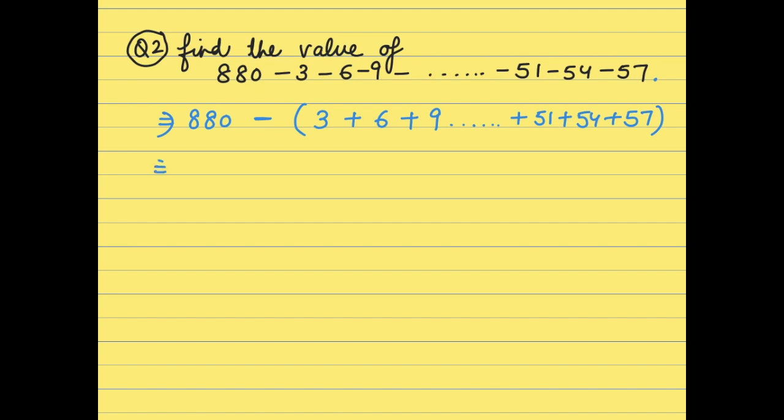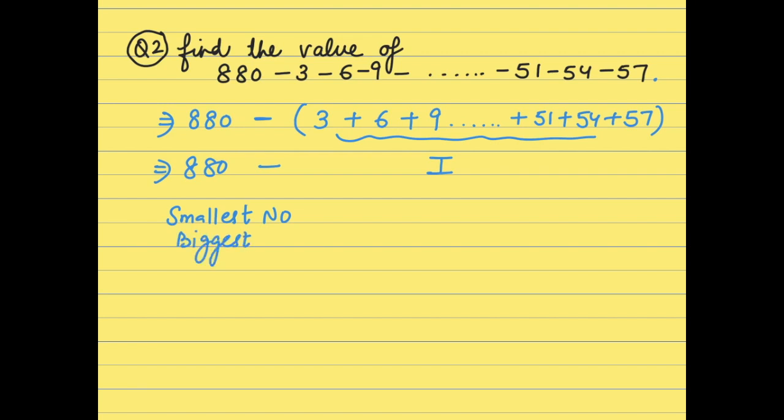Now, we need to see that in this question we have one sequence. So we need to work on the sequence. In the sequence, first we need to know how many numbers are there. For that, we need to know the smallest number, the biggest number, and the difference between adjacent numbers.